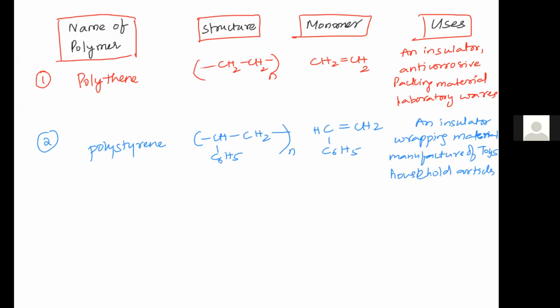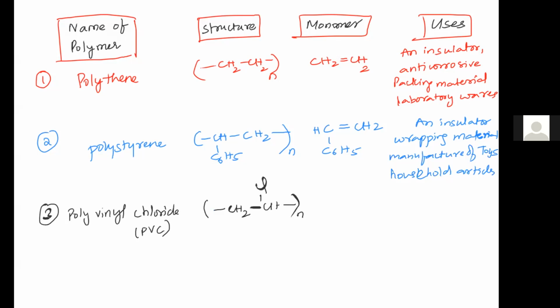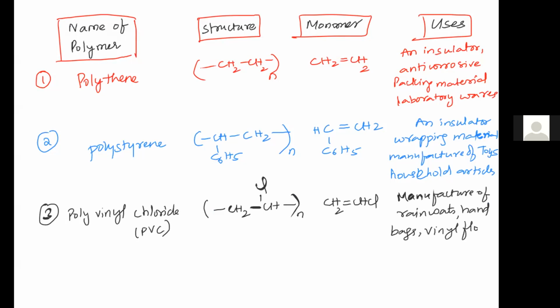Third, polyvinyl chloride, whose shortcut is PVC, has the monomer CH2 double bond CHCl. It is used in the manufacture of raincoats, handbags, vinyl flooring, and leather clothes.